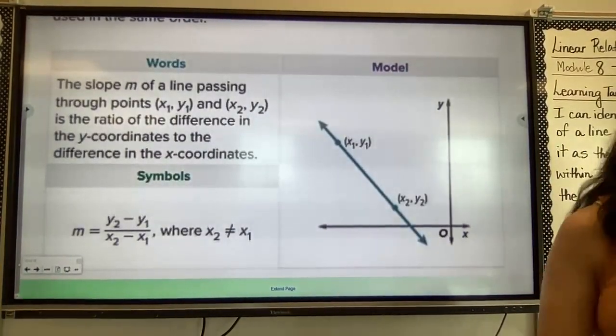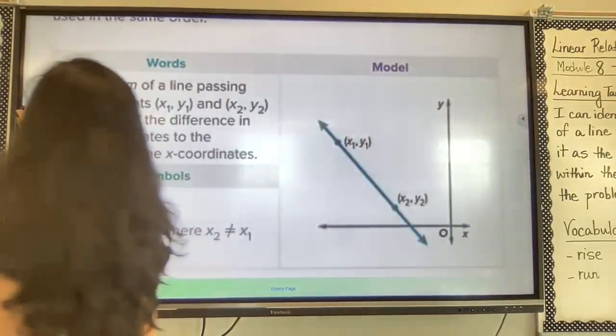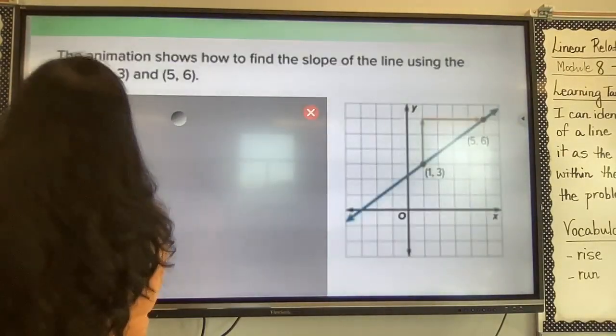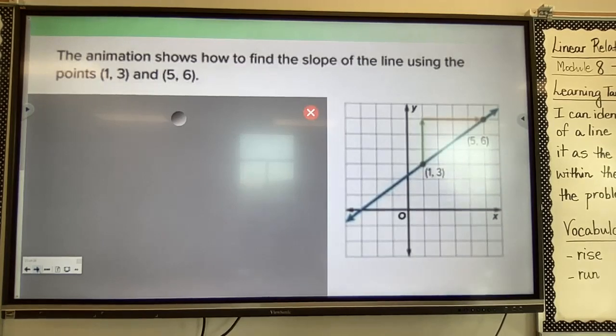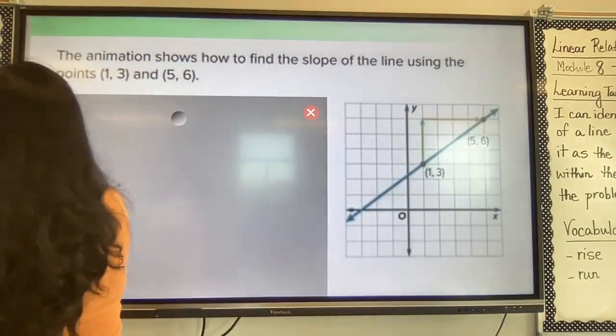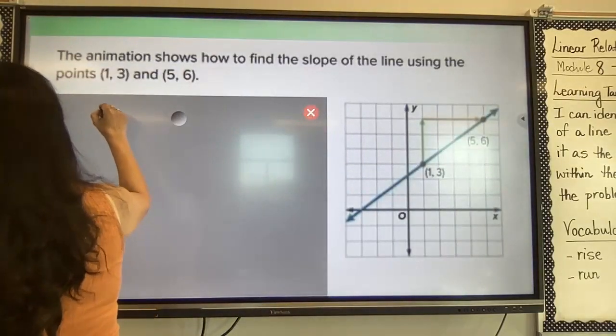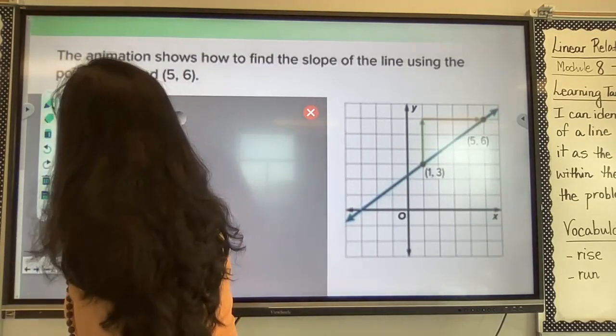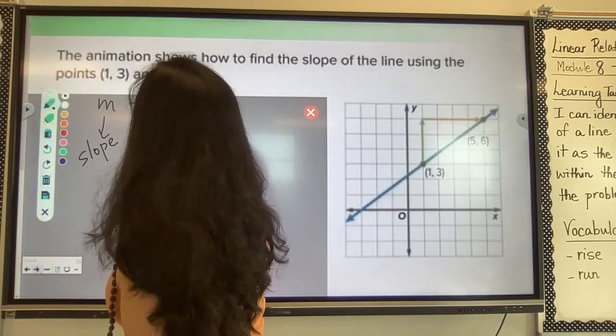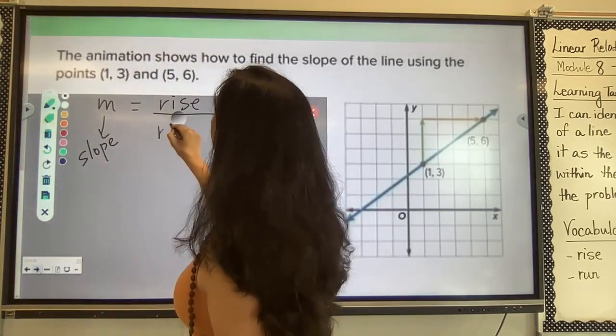All right, so let's go ahead and solve this one to find the slope of the line using the points (1, 3) and (5, 6). So we know, what is my slope? Slope is rise over run. So m, which is slope, remember, m is slope, is equal to rise over run.